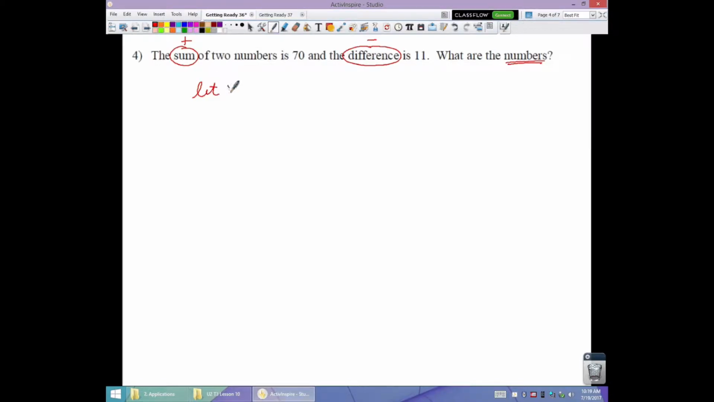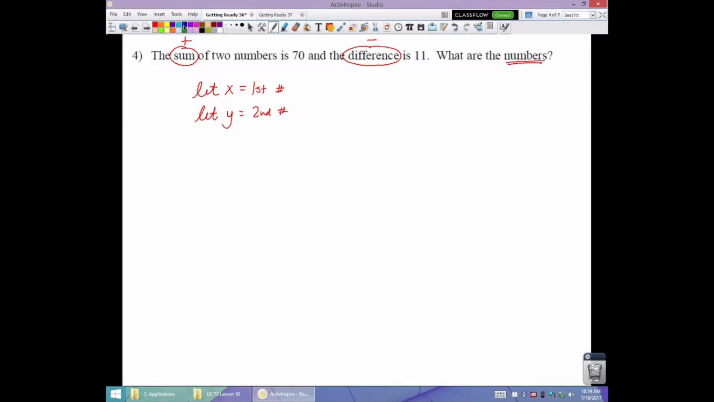So the unknowns are the actual numbers themselves. So it doesn't matter what you actually call them, as long as you realize what your x and y stand for. So let's just say x is the first number, and y will be the second number. Or you could call them the large number and the small number.